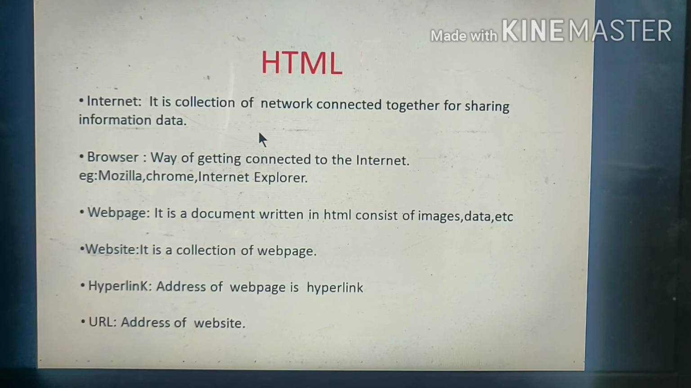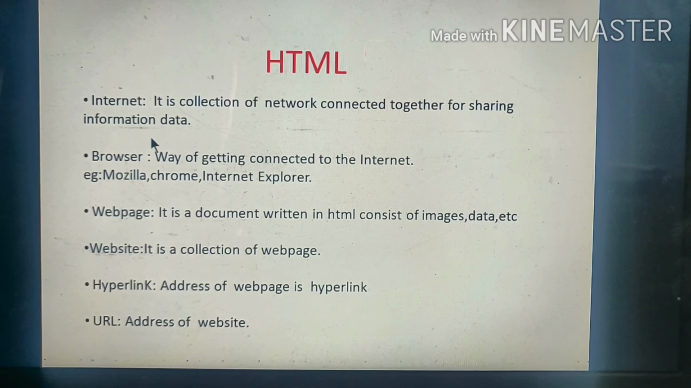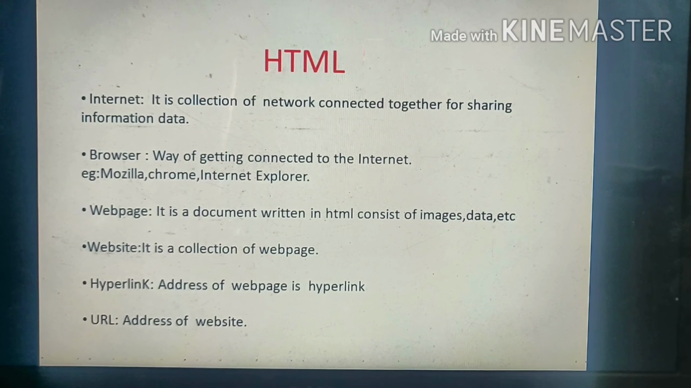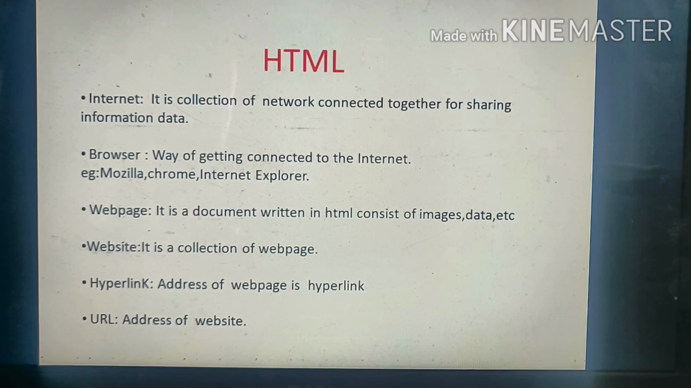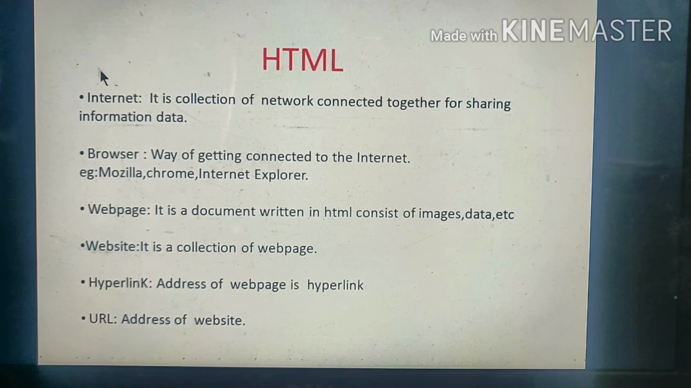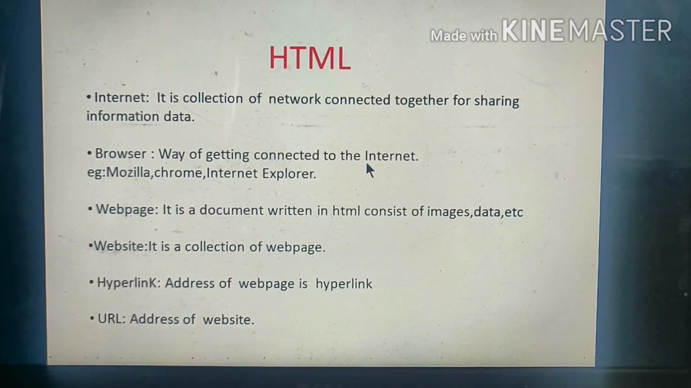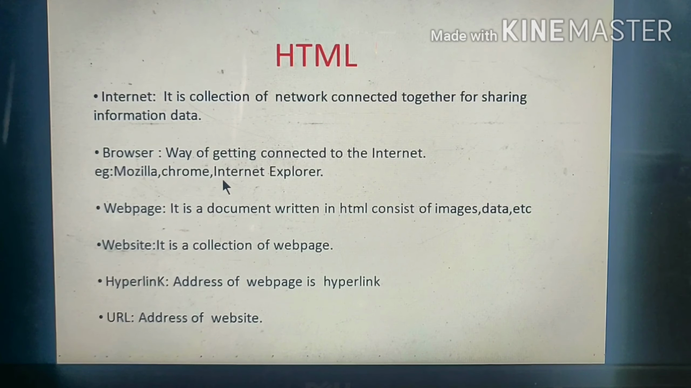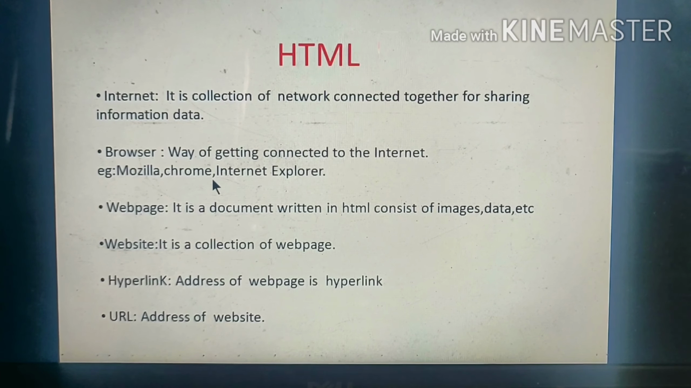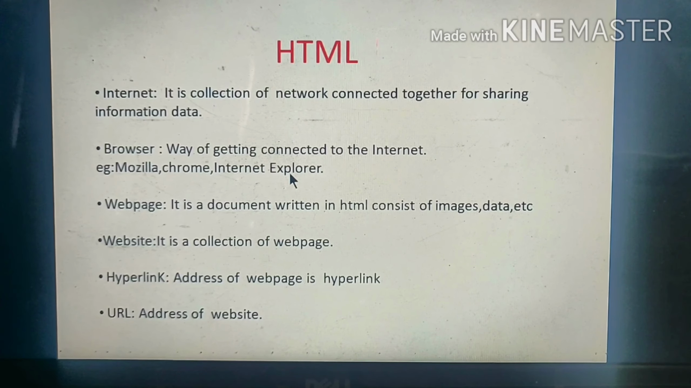Internet is a collection of networks connected together for sharing information and data. It is not necessary to tell you what the use of internet is in today's world. Everyone is aware of that. So the next thing is a browser. Browser is a way of getting connected to the internet for accessing the data. For example, Mozilla, Chrome, Internet Explorer are examples of browsers.